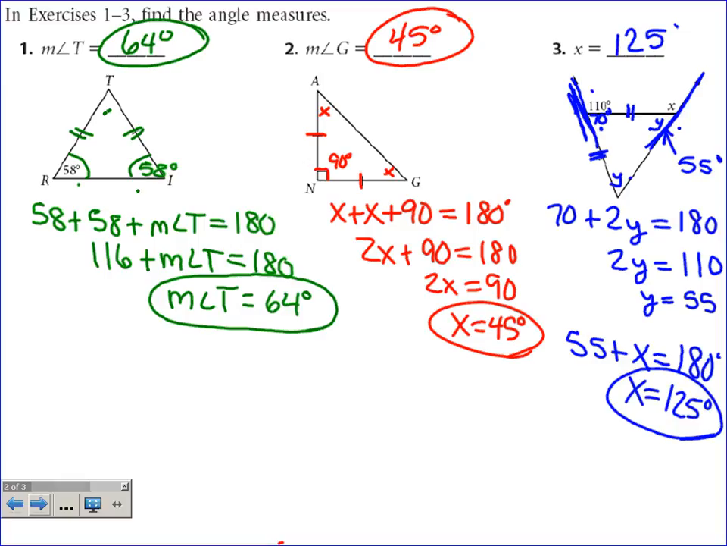Yes, ma'am. Yeah, both of these would be 55 because they're both y. You also know that because they're the base angles of this isosceles triangle, this triangle right here. Even though it's slanted, and it doesn't necessarily look like it's an isosceles triangle, you have to trust the markings that tell us it's an isosceles triangle. Is that okay? Okay. Any other questions on this?